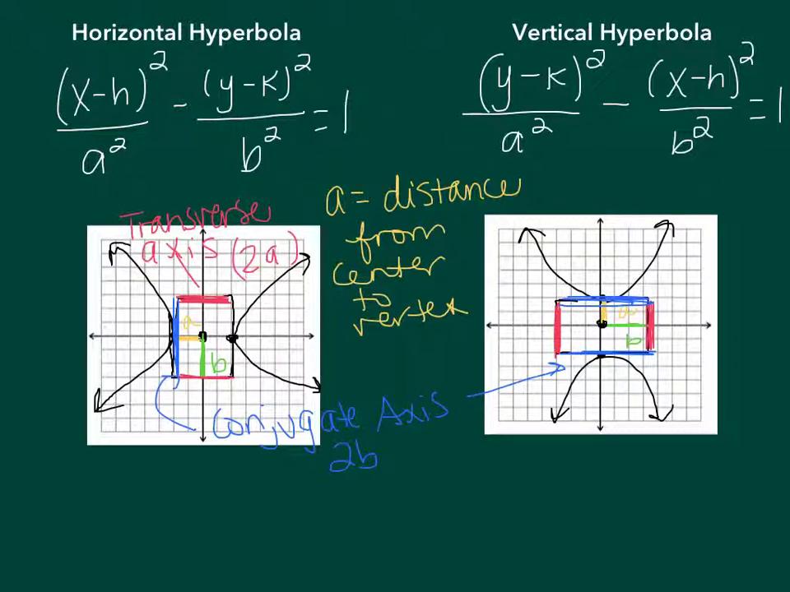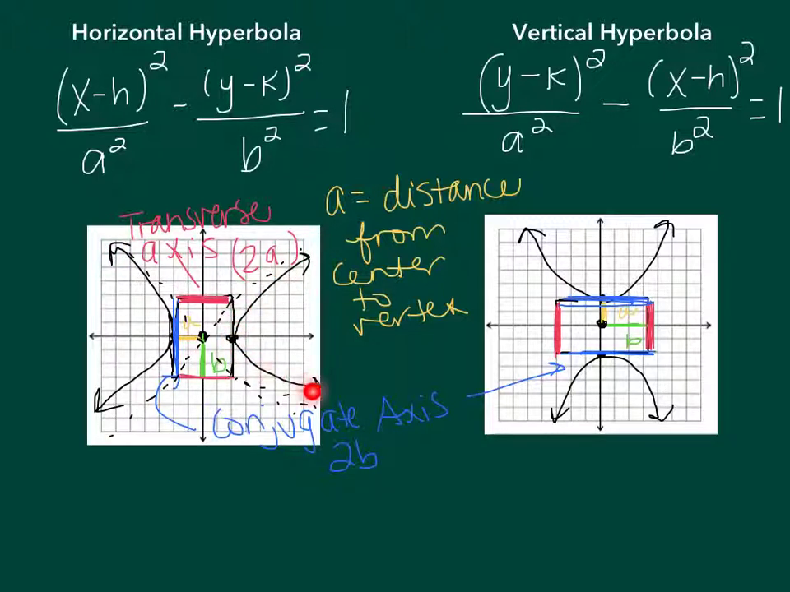So now you can see that this transverse axis and these two conjugate axes come together to form this little rectangle or box. And that kind of shows us where our asymptote lines are. So from corner to corner, these are the asymptote lines. And I'm not drawing them very straight, but they're the lines that this hyperbola is going to get really, really close to and never cross.